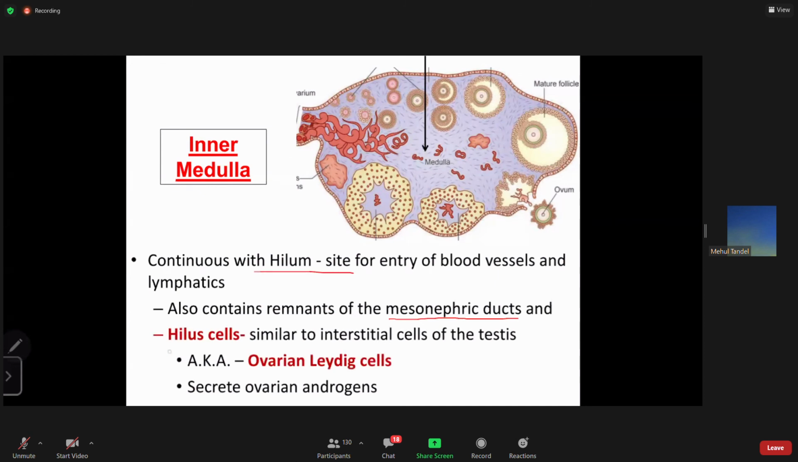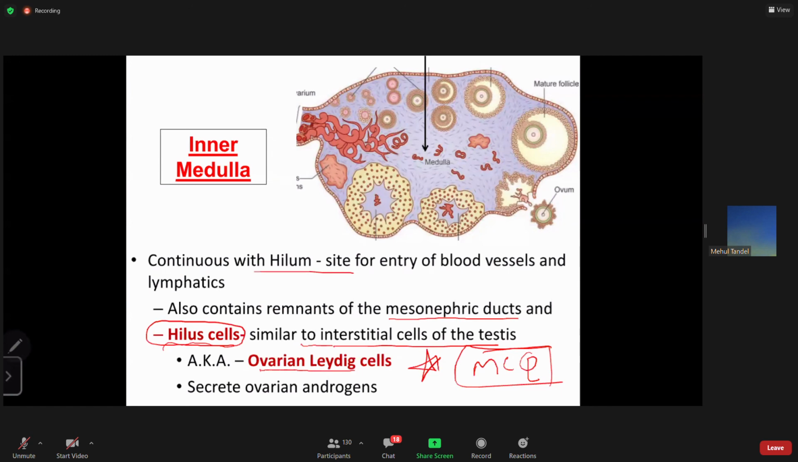Also contains hilus cells near the hilum, similar to the interstitial cells of Leydig of the testis. Okay, also known as ovarian Leydig cells, which secrete ovarian androgens. ये याद रखना, ये MCQ में पूछते हैं, mainly NEET PG में ये पूछा है. ओके, ovary का जो hilum होता है उसमें hilus cells होते हैं, similar to the interstitial cells of Leydig of the testis, also known as ovarian Leydig cells, which secrete ovarian androgens.